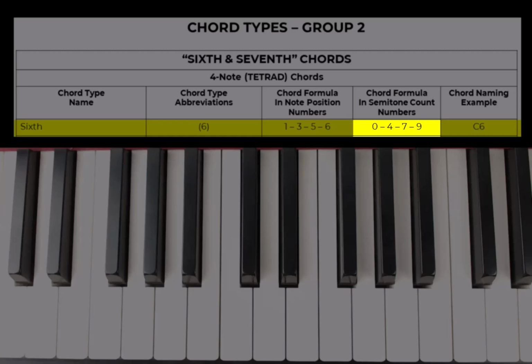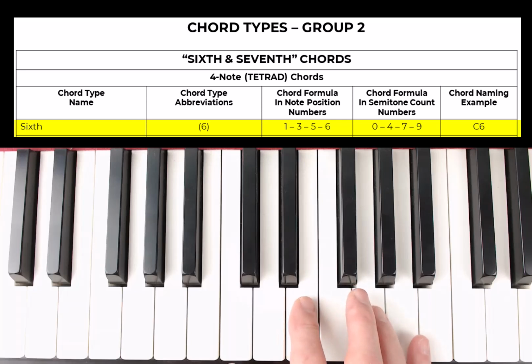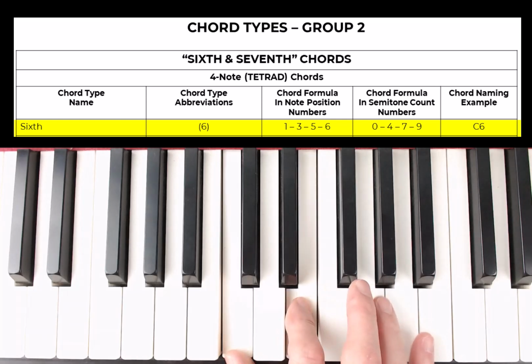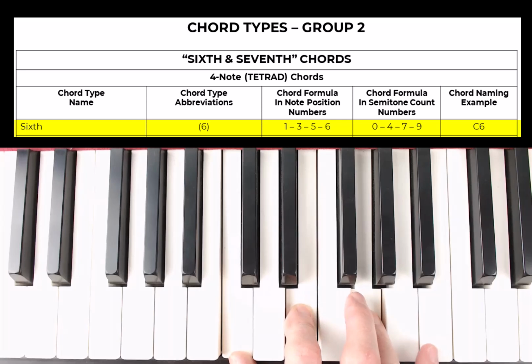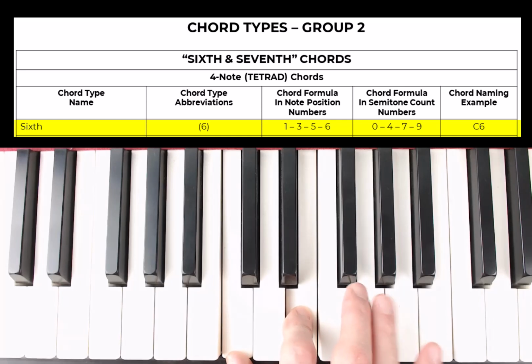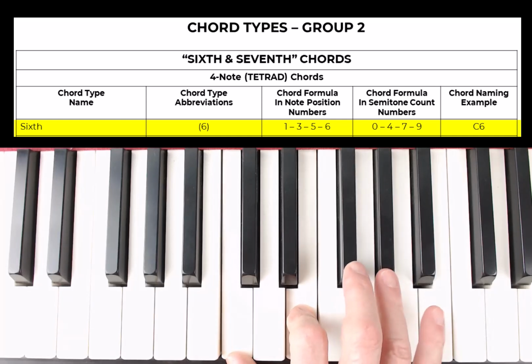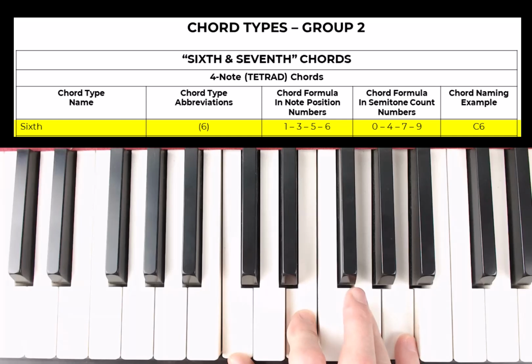Let me demonstrate forming a few 6 chords. Let's again begin with the easy one. Here is a C major, 0, 4, 7, and we're going to add then the 9 semitone count. So if this is 7, then here's 8 and 9. So we're going to play all 4 notes.